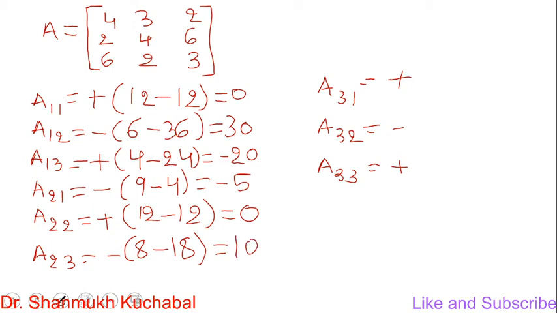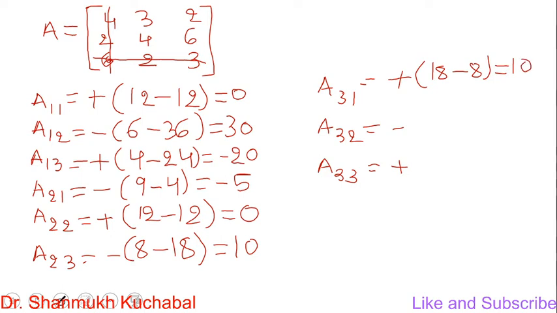Okay, so next A31 here. A31 is this element. The corresponding elements row-wise and column-wise we will eliminate, and cross multiply, left to right minus right to left. So we get 3 6s are 18 minus 4 2s are 8. So the simplification we get is 10.